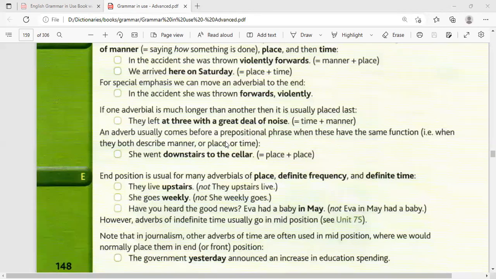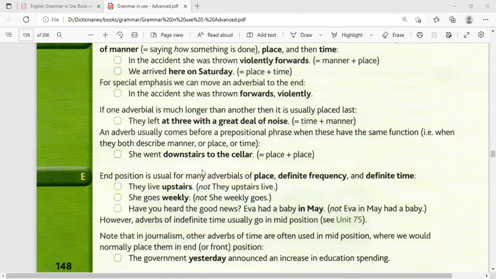Okay. Now, another notice here. When we have an adverb, this adverb usually comes before a prepositional phrase, when these have the same function, for example, when they both describe manner, place, or time. Look at this example here. She went downstairs to the cellar.